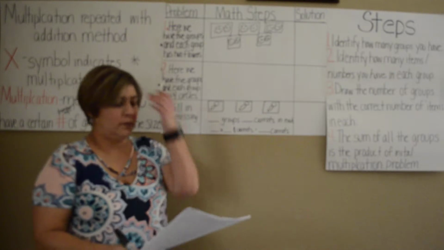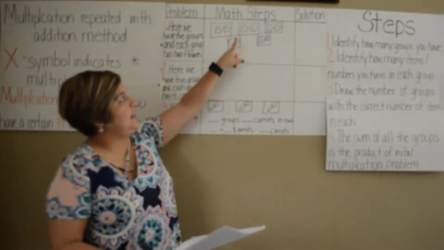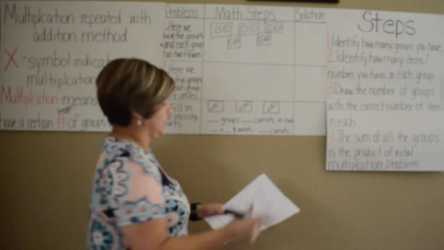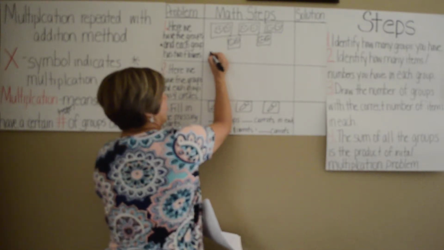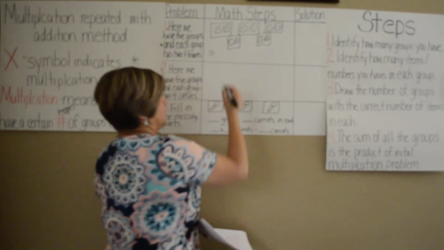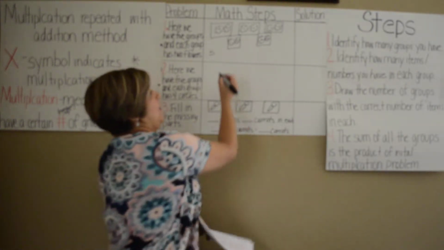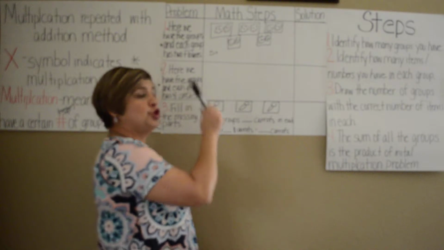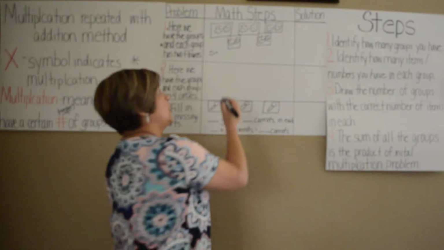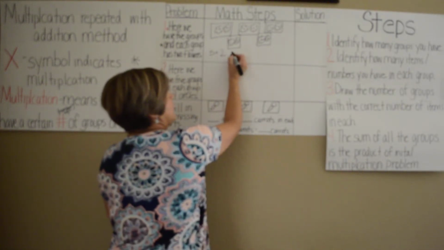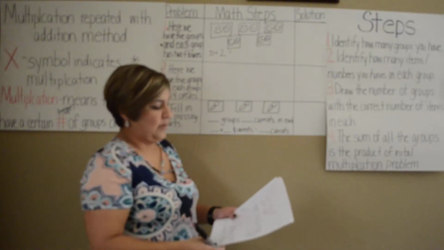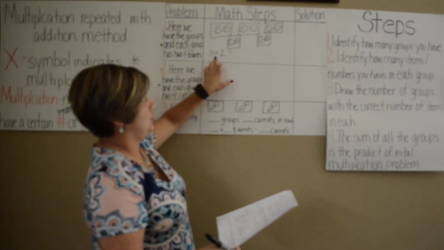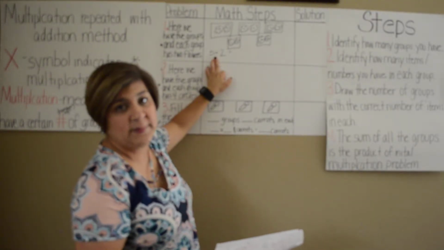Okay, so how many groups do we have? 5, correct. So we have 5 groups. How many do we have in each group? 2 flowers in each group, correct. So we know that we have 5 times 2, because the X symbol is multiplication.